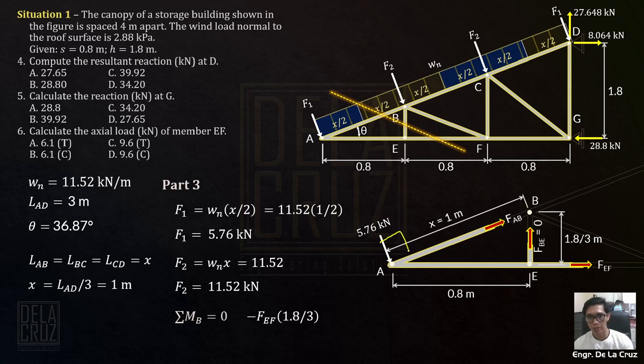Take note, perpendicular yan. The moment arm is directly equal to 1 meter. Di mo na kailangang i-resolve yan. Ginagawa lang natin yung pag-resolve into components if mahirap kunin yung moment arm of that force. Ito, perpendicular na yan. So, automatic na siya. That will cause still counterclockwise moment. So, positive, negative. Minus 5.76 times 1 meter. So, kuha natin dito is a negative value.